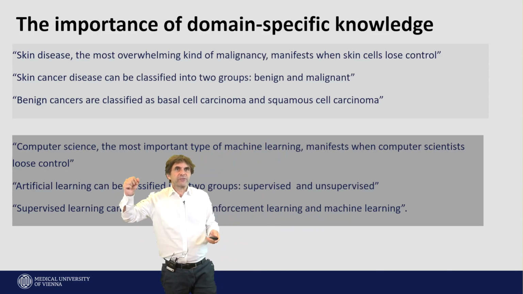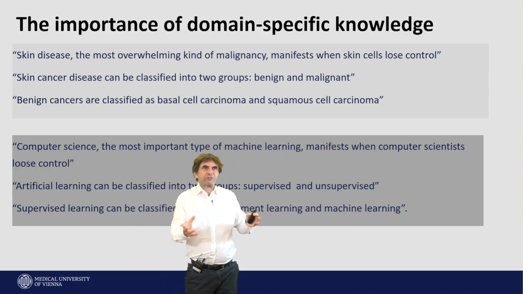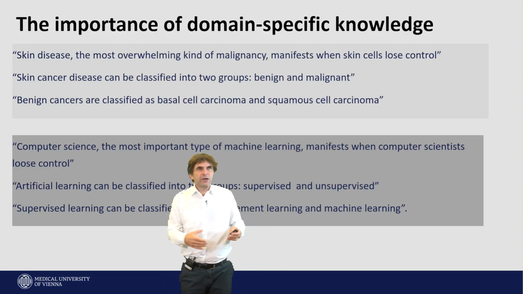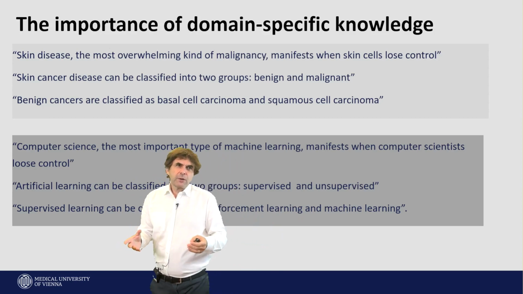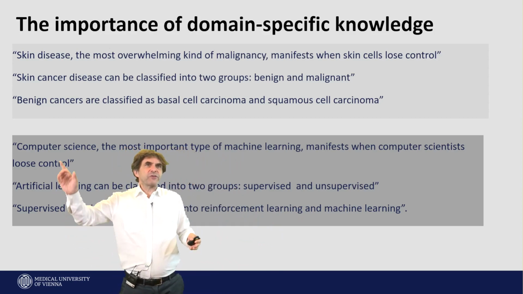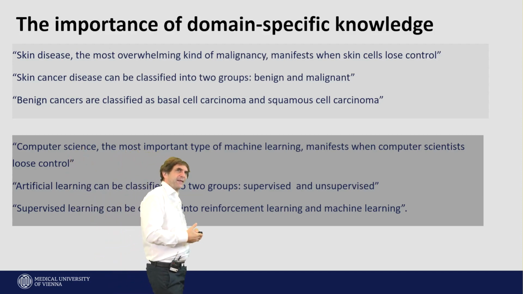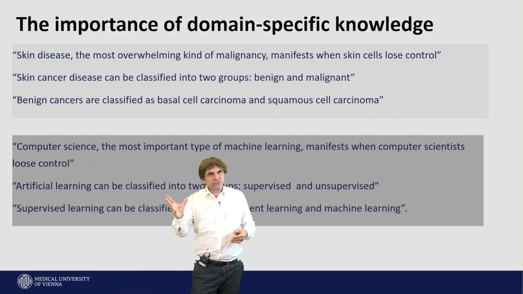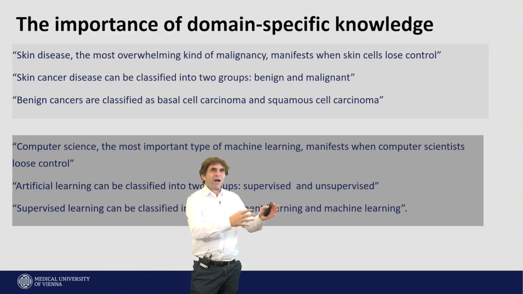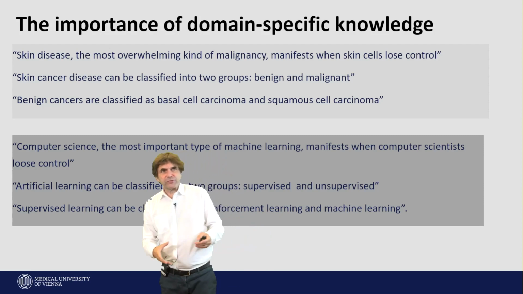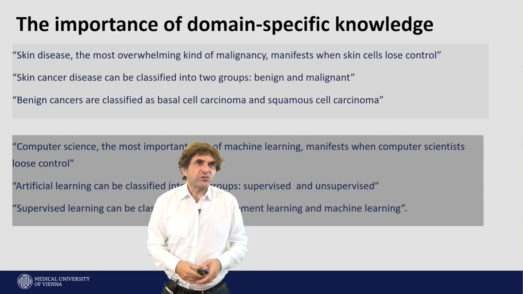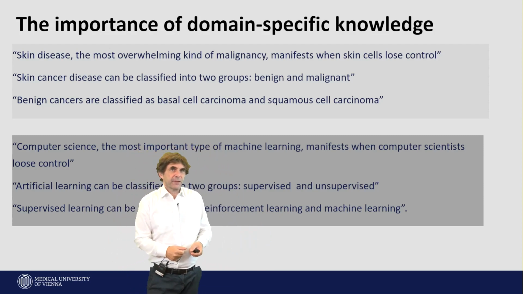Or another sentence, benign cancers are classified as basal cell carcinoma and squamous cell carcinoma. Well, this is nonsense to my ears. There is no such thing as benign cancer. And this only tells me that the computer scientists who wrote this have no idea and have no knowledge about the domain of dermatology and skin cancer. How can they solve this problem?